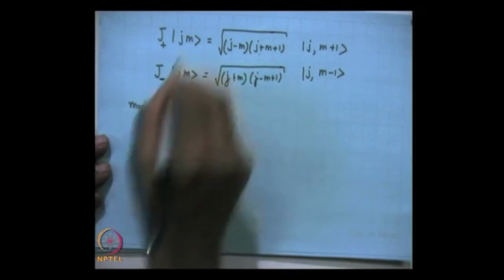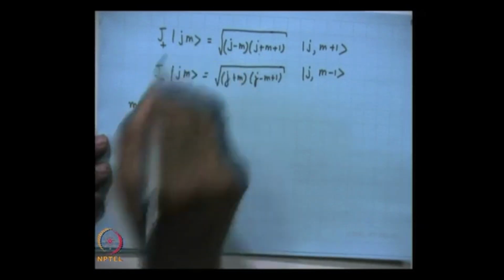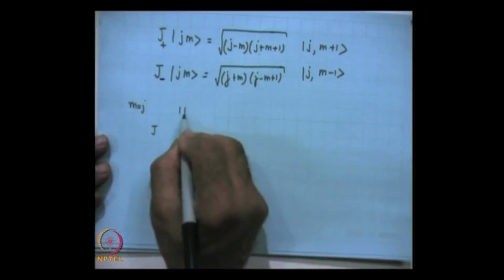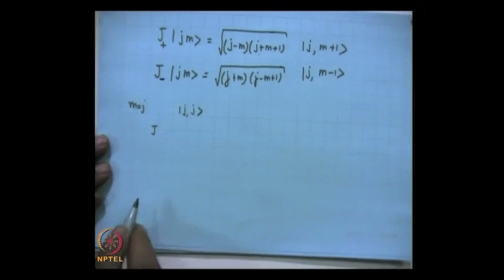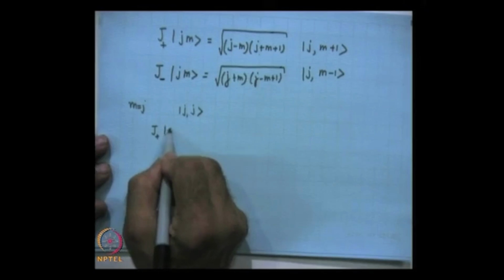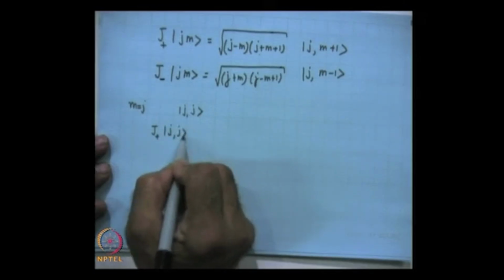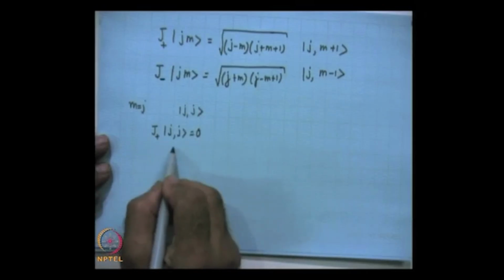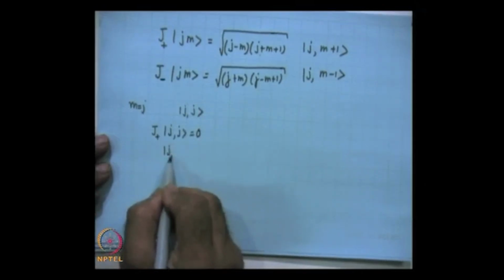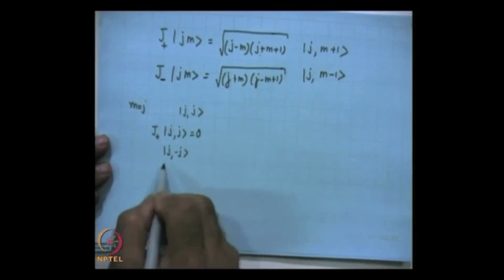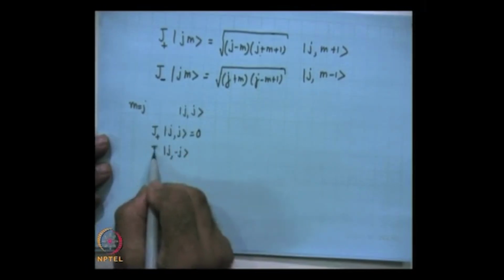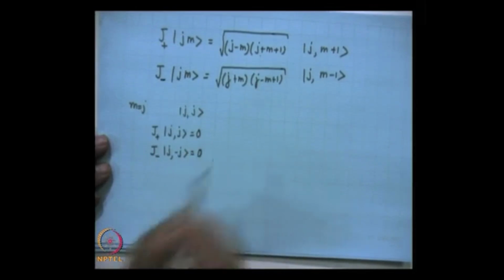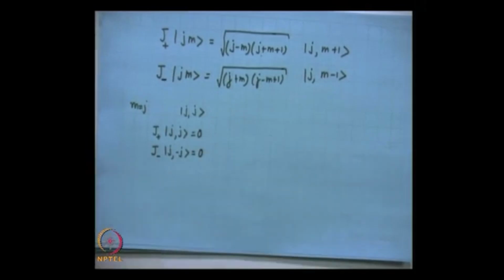So, j is the maximum value of m. So, ket j comma j is a non-null ket, that is a well defined ket, but j plus operating on ket j j is a null ket. Similarly, ket j comma minus j is a non-null ket, but j minus operating on that will be a null ket. That comes out automatically from here.